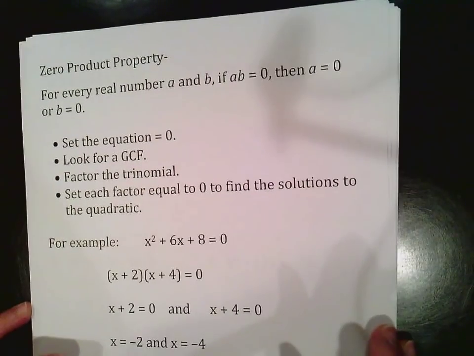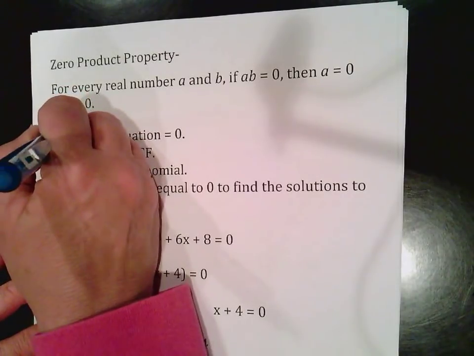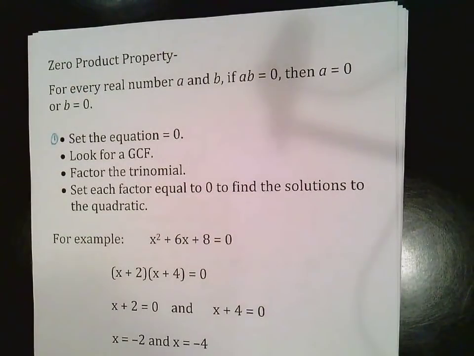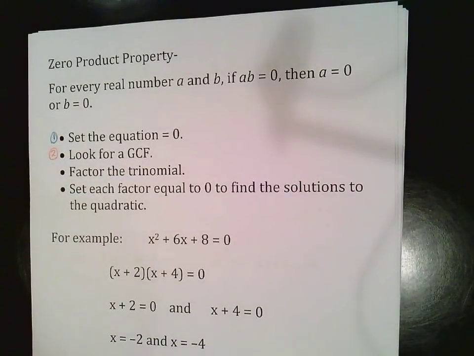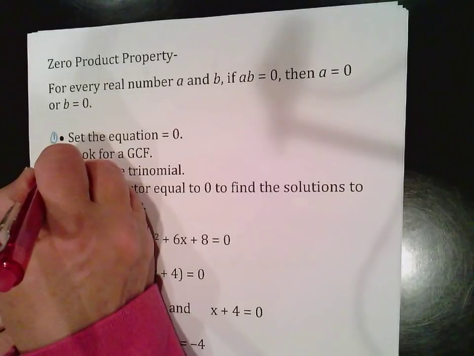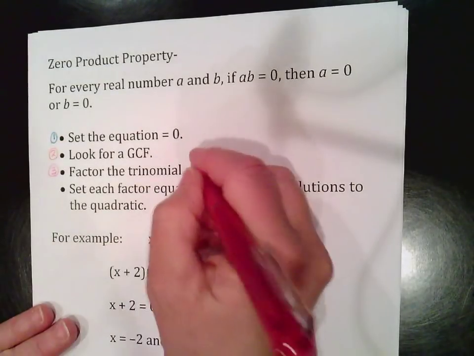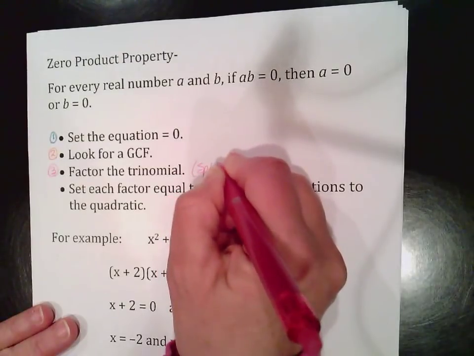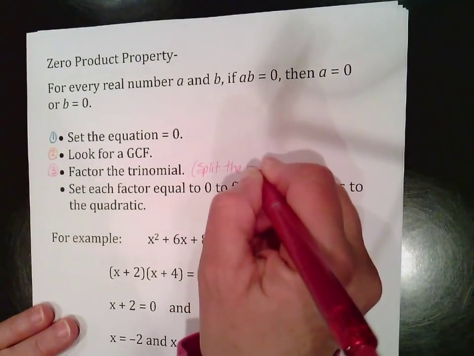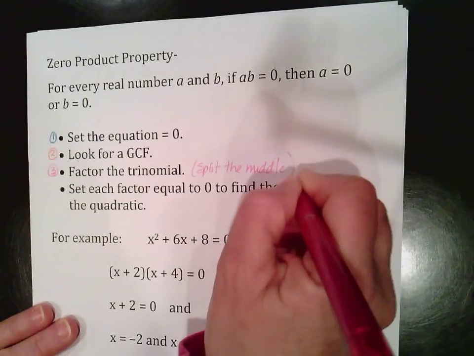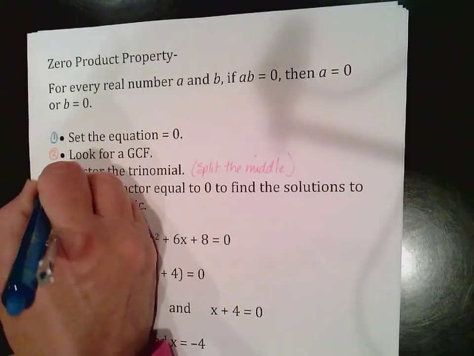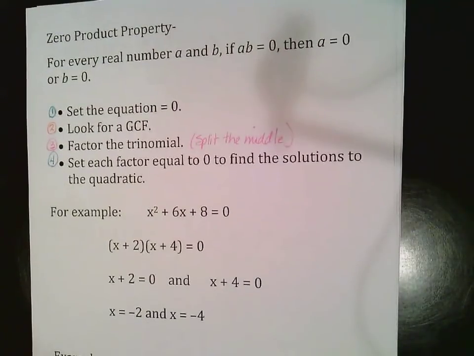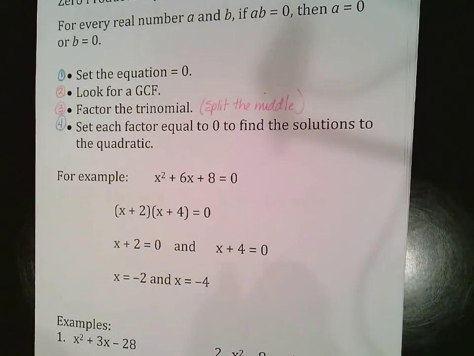And these are our main steps here. First thing is to set the equation equal to 0. That's our first step. Our second step is to look for the greatest common factor. Always look for a greatest common factor first. Step 3 is to factor the trinomial. And remember, this is where, at least at LSN, we split the middle. And then number 4, after we've got it all factored, we set each factor equal to 0 to find the solutions to the quadratic.